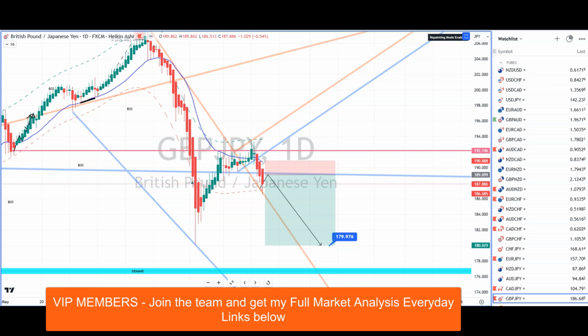Congratulations, VIP members, on going short on the pound yen last week. A lovely pullback up to 189, now 200 pips in profit. Congratulations, heading for 180.